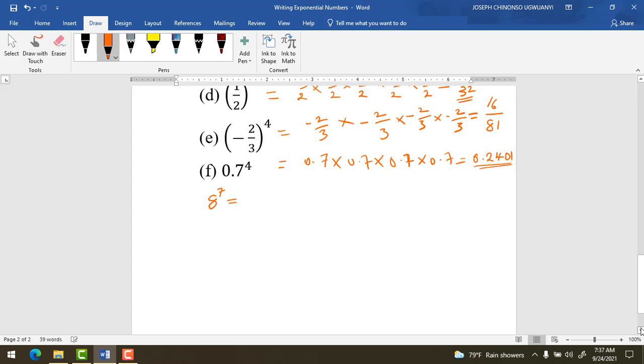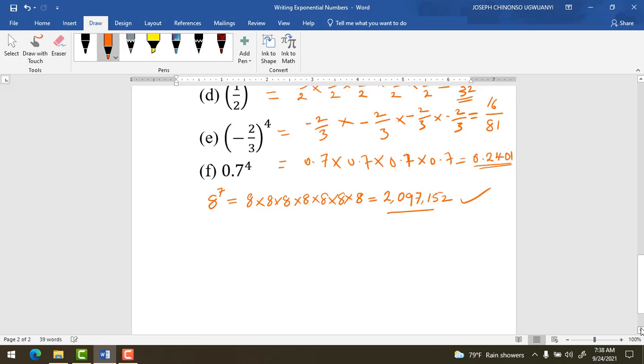That will be equal to 8 times 8 times 8 times 8 times 8 times 8. 1, 2, 3, 4, 5, 6. Then the last one times 8. This will give us 2097152. That is the answer.